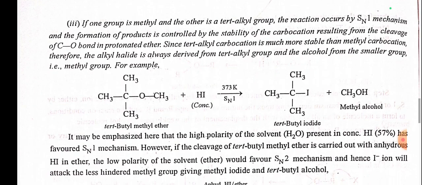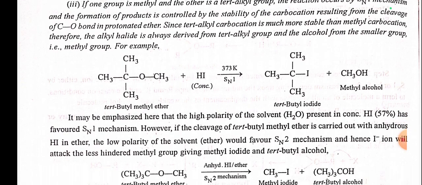If one group is methyl and another is a tertiary alkyl group, the reaction occurs by SN1 mechanism, and the formation of product is controlled by the stability of the carbocation resulting from the cleavage of the C-O bond in the protonated ether. Since the tertiary alkyl carbocation is much more stable than the methyl carbocation, the alkyl halide is always derived from the tertiary alkyl group and the alcohol from the smaller methyl group.